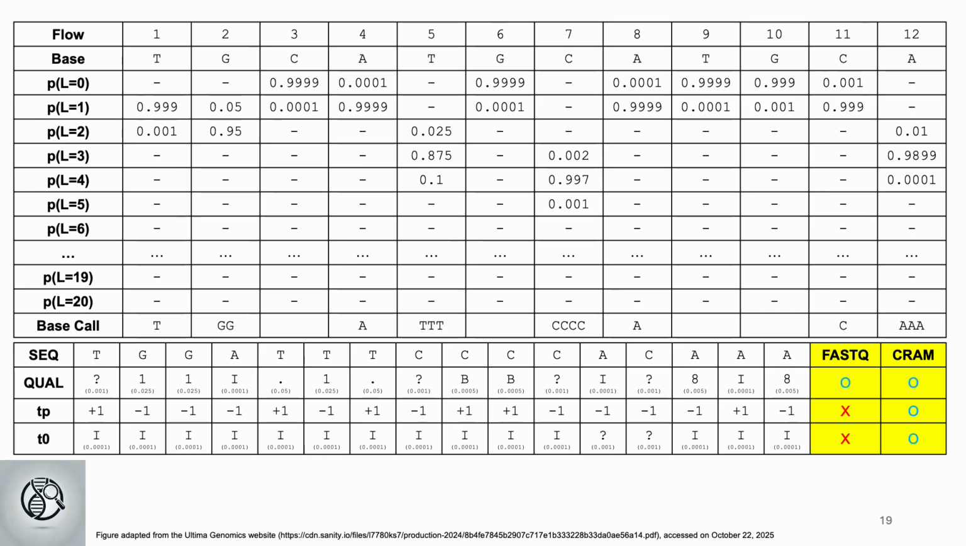One last point: the FASTQ format doesn't support tags like TP and T0, while CRAM does, along with alignment data. These tags are essential for variant callers, so you must use Ultima-adapted versions of those tools. For instance, if you're using Google's DeepVariant, use the Ultima-adapted version, otherwise accuracy will drop.